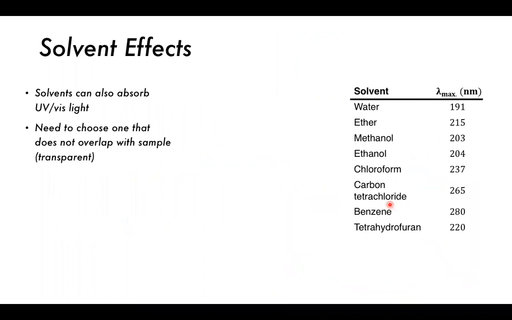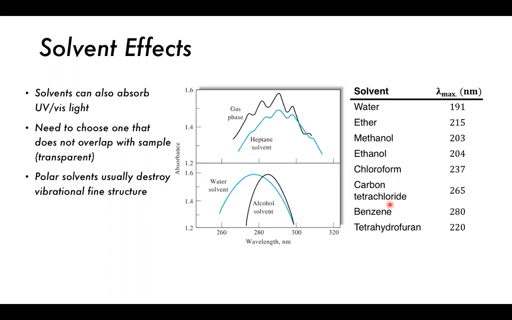Solvents can also absorb UV-vis light, so we need to choose one that does not overlap with our sample, so it is transparent. Solvents are also molecules. They have bonds. They have the ability to absorb light. So we have to choose solvents which will not overlap with the sample. Polar solvents usually destroy the vibrational fine structure.